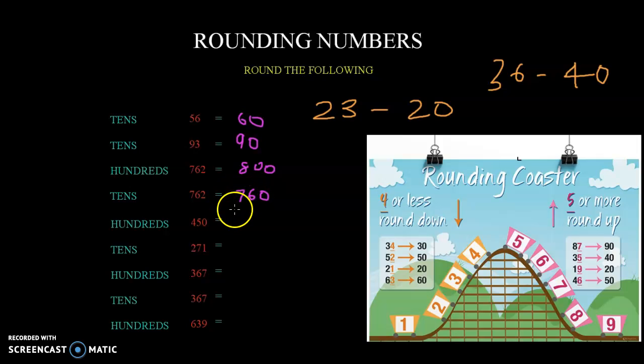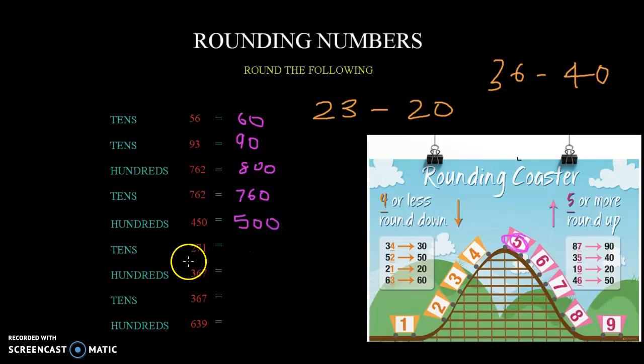Rounding is easy. Yeah, it's really easy once you get to know what it is. Okay, and now it says hundreds. So now it's 450, like Zahra said earlier. If it's a 5, what do you do? So it's a 5. What do we do? Go up, round up. Yeah, so it's 500.